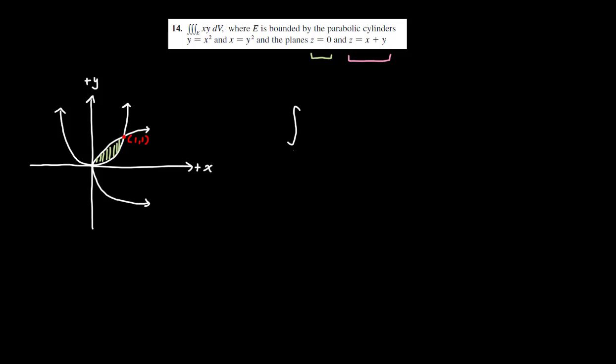And now we are ready to set up the integral. I'm just going to fix the x, which is going to be 0 to 1. And then I'm going to go y. Now y is going to go from x squared to the square root of x. And then at the bottom end, z is equal to 0, and at the upper end, z is equal to x plus y. We have our integrand and our order dz, dy, dx.